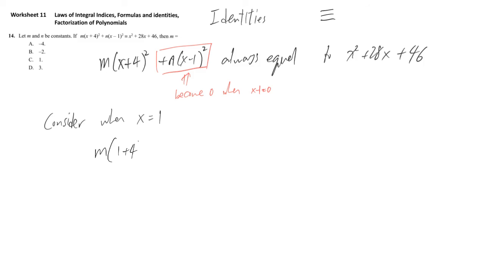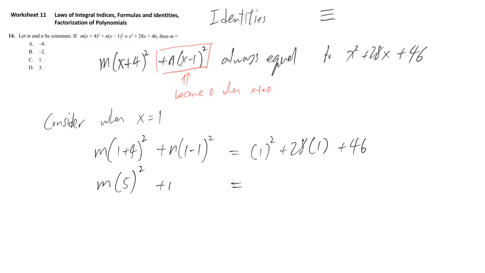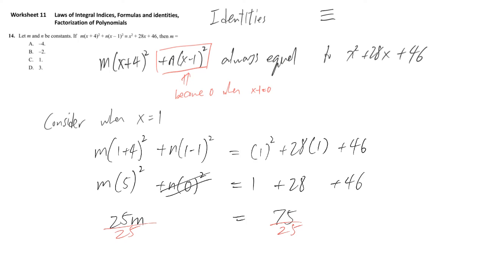m times (1 plus 4) squared plus n times (1 minus 1) squared equals 1 squared plus 28 times 1 plus 46. If we do so, this is 5 squared. This is n times 0 squared. Just like what I mentioned, this will become 0. So this is 25m, and if we add them together, this is 75. Divide both sides by 25. So that's why m is equal to 3.